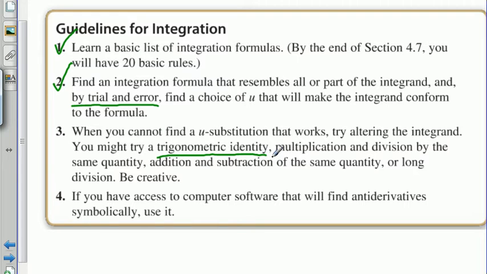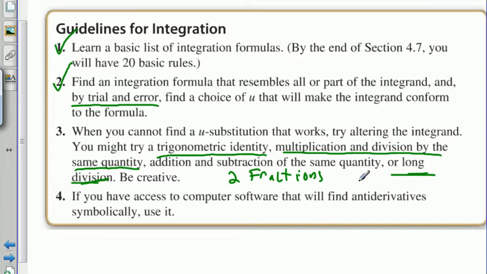Do some sort of trig identity, right? You could multiply and divide by the same quantity. We haven't done a lot of that, but you could do that. You could do long division. That's a good one. Or you could do two fractions, right? Instead of a common denominator, you could separate it into two different fractions and divide them. Think about negative exponents, making things into powers. If you have computer software or your calculator, use it when possible.